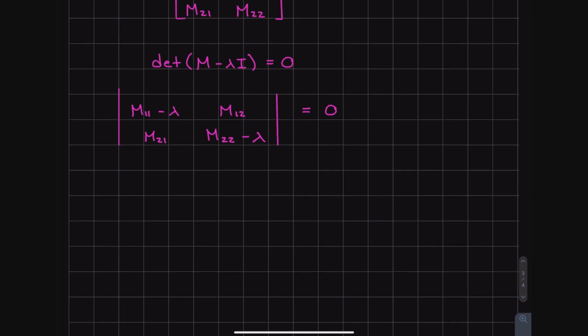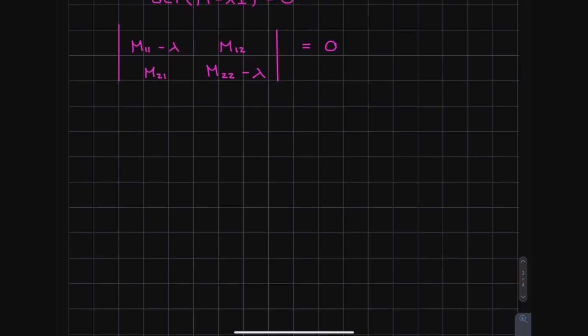Now, the determinant here, it's a lot of fun to do. So the determinant of M minus lambda I, this is exactly what we have above. We just take it the same way as before. So what we're going to have is M11 minus lambda multiplied by M22 minus lambda, and then minus the other side. So on the other side, we got M12 and then M21. And this must be equal to 0 right there. So that's just taking the determinant. And of course, we're going to have to do some math. So let's expand this out a little bit.